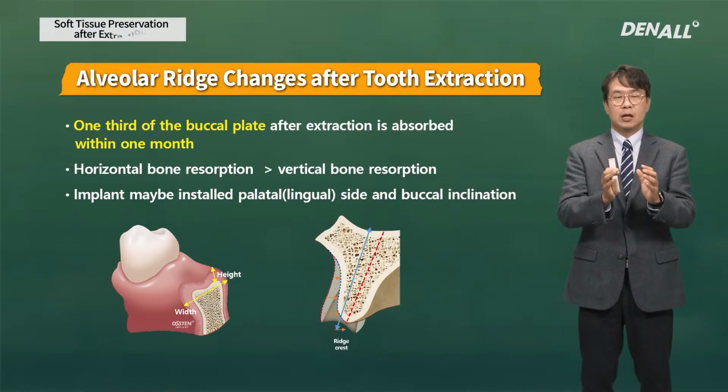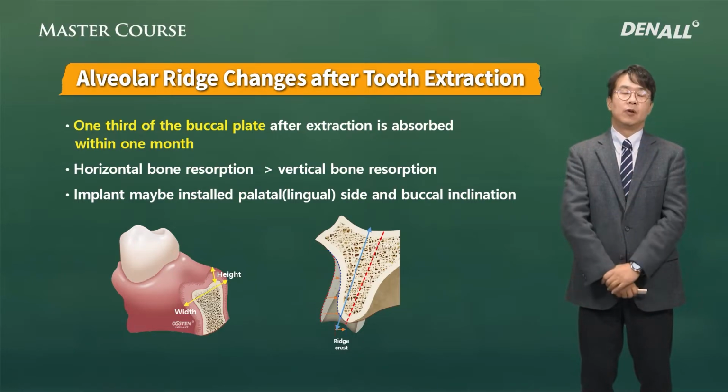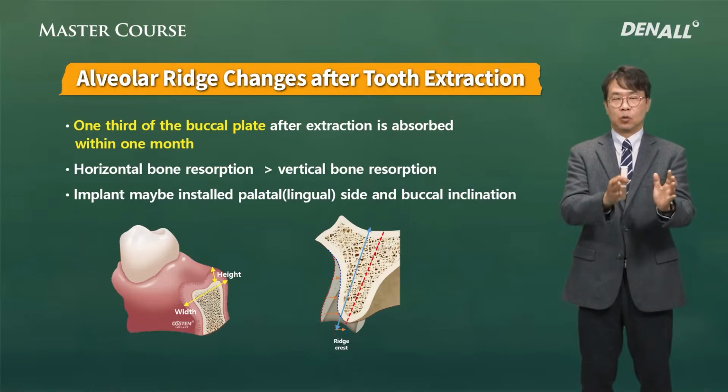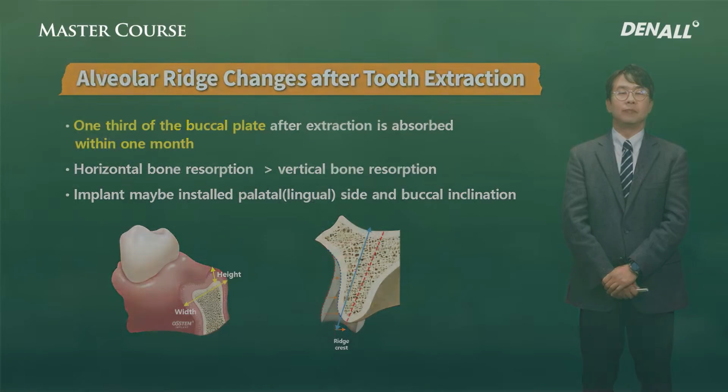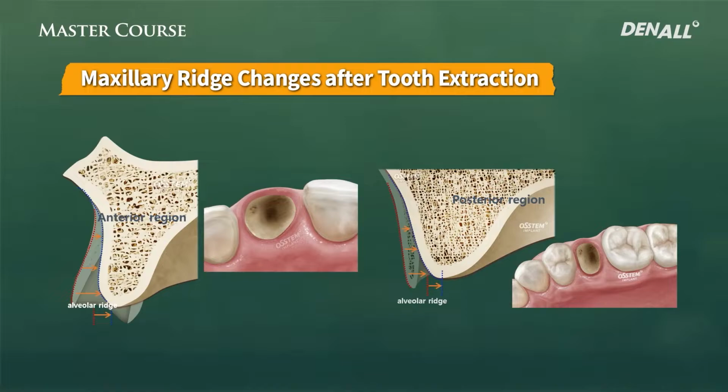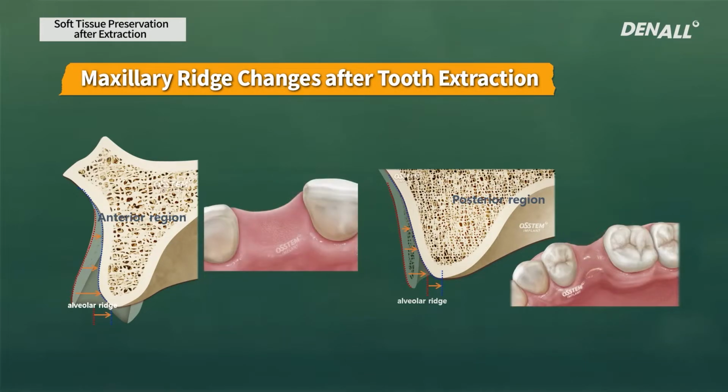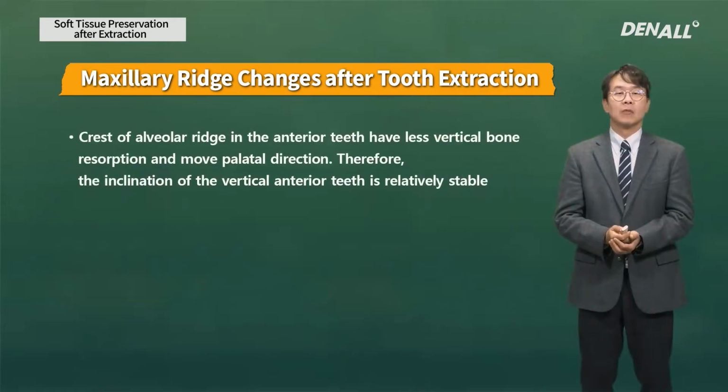In order to have good prosthesis, you need to consider prosthesis before you determine the position of an implant. Maxillary ridge changes after tooth extraction in the anterior and posterior regions. As you can see in the figures, in the maxillary anterior region compared to the posterior region, horizontal bone resorption is bigger and the vertical bone resorption is similar. So this is the change.